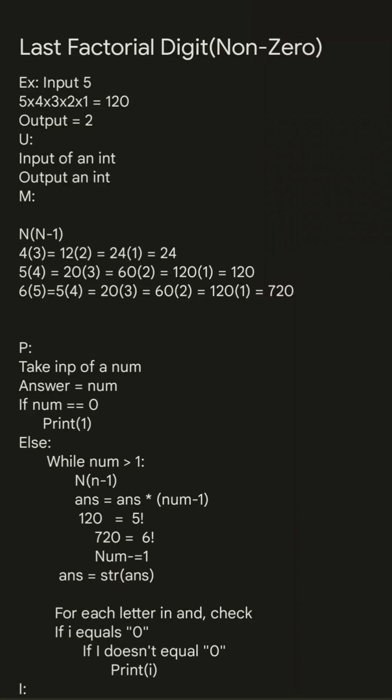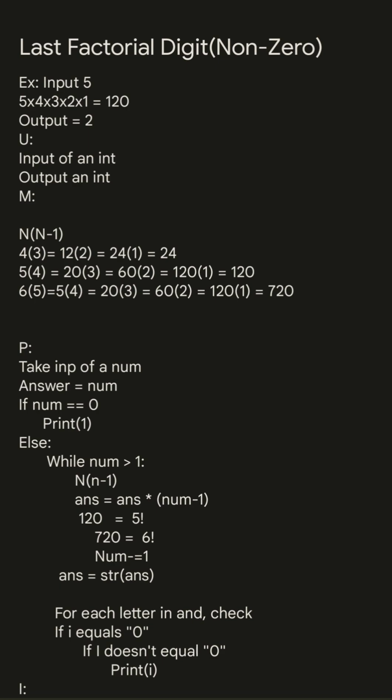Alright, in this video I'll be going through the last factorial digit, and it's the non-zero. So the difference between the first digit factorial and the last digit factorial is that in those cases, whatever the last number is, that's what we're going to be printing out. However, this is where we have an exception, non-zero.